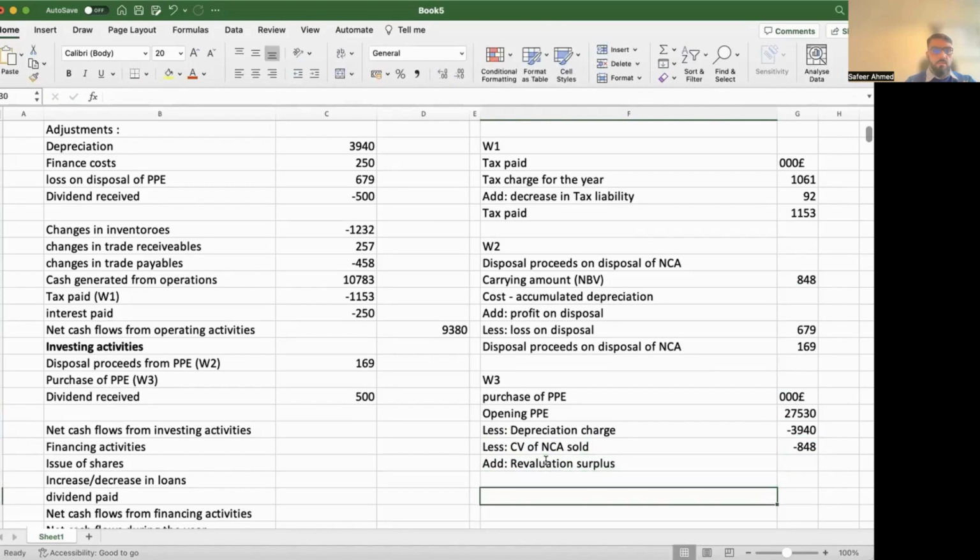So let me see if there is any revaluation surplus that happened during the year. Yes, there is. You can see that last year was 1 million and this year is 2.5 million. So that means there was an increase of 1.5 million. So you'll be adding that back.